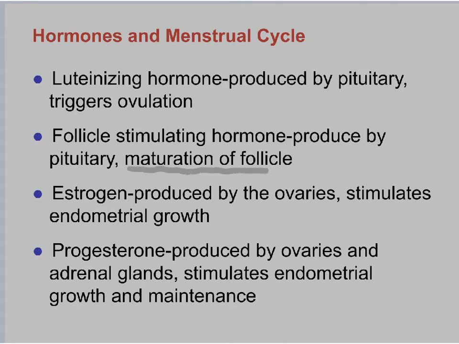So remember when we were learning about the ovarian cycle and the changes that we saw occur in the follicle, how the follicle continued to grow and became filled with fluid, and then the oocyte eventually broke away from the wall of the follicle? Follicle stimulating hormone is what's responsible, or one of the things responsible, for the changes that you see in that follicle during the ovarian cycle.